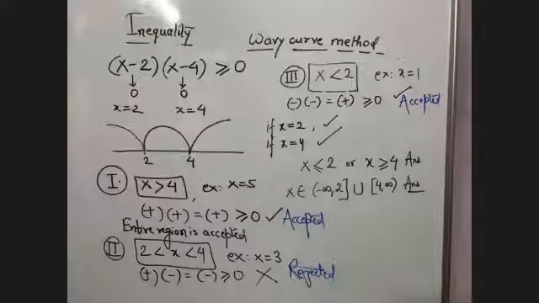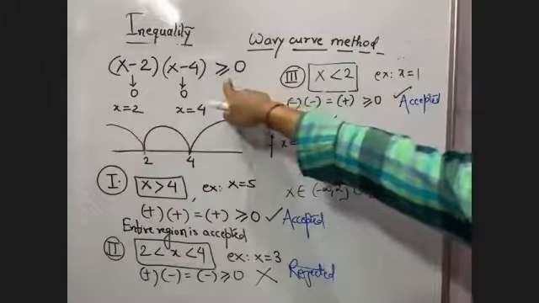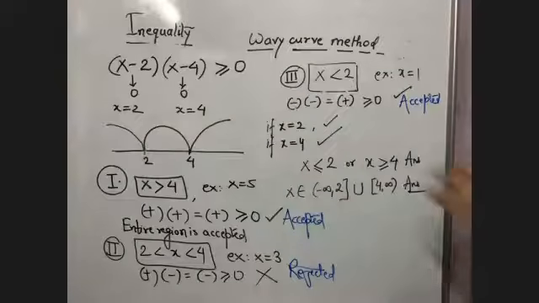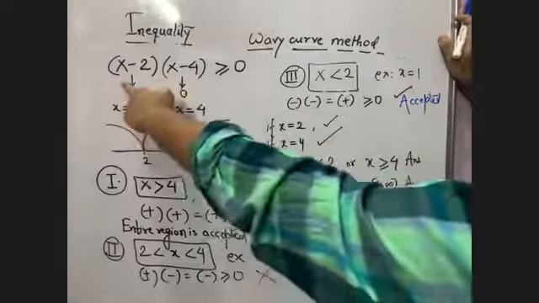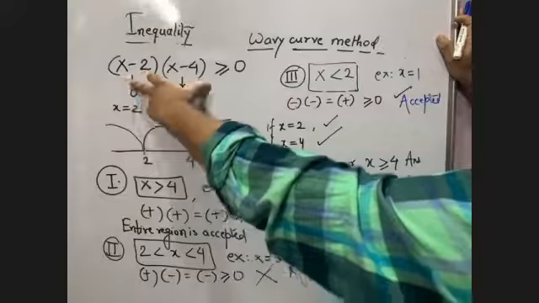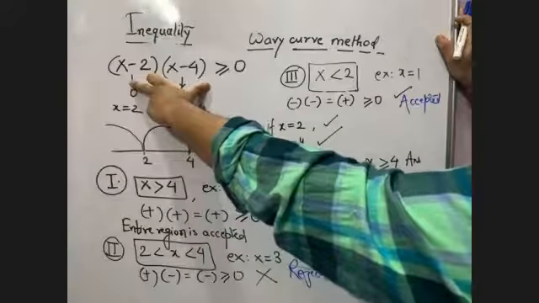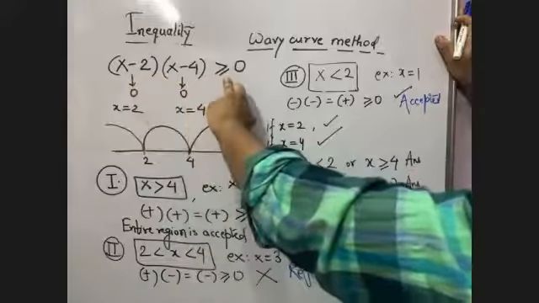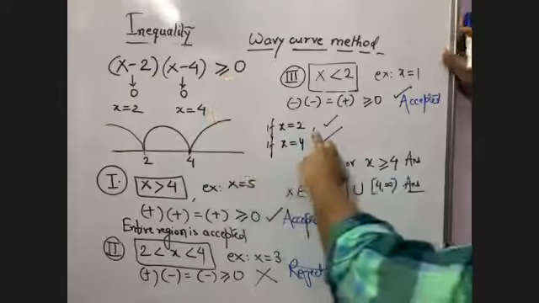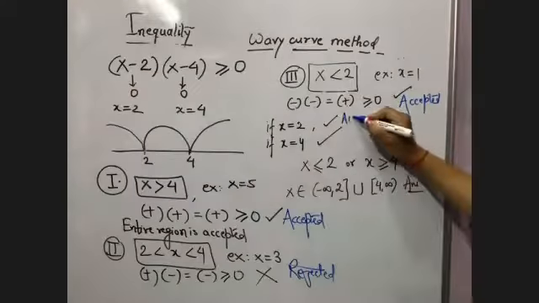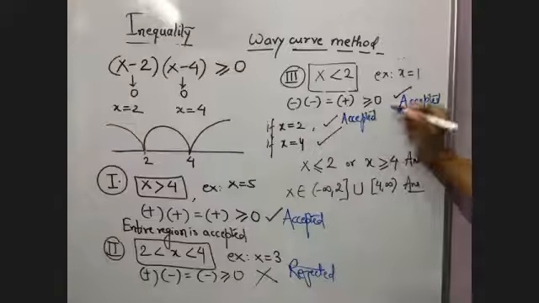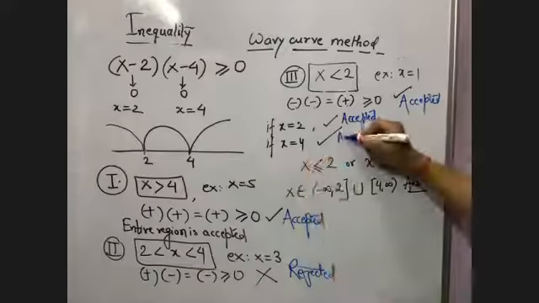Now check it. I've solved the inequality. What about equality? There is also an equal symbol now. I have to check for that. When x is equal to 2, the entire thing is 0. Do we want 0? Yes, we want 0. So it is also part of my answer. Accepted. Again, 4 is also accepted.